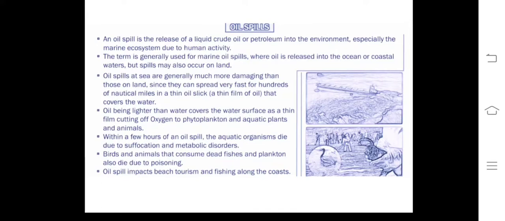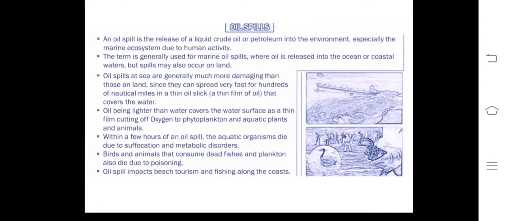It will affect the whole ecosystem. You see, the term is generally used for marine oil spills. Whatever oil spills we talk about, that is not your inland areas. It is all about the coastal area, it is all about your marine system. So it is usually used for marine oil spills, where oil is released into the ocean or coastal waters, but spills may also occur on land. But we are only concentrating on marine spills, and oil spill is actually a word used for marine spills only.